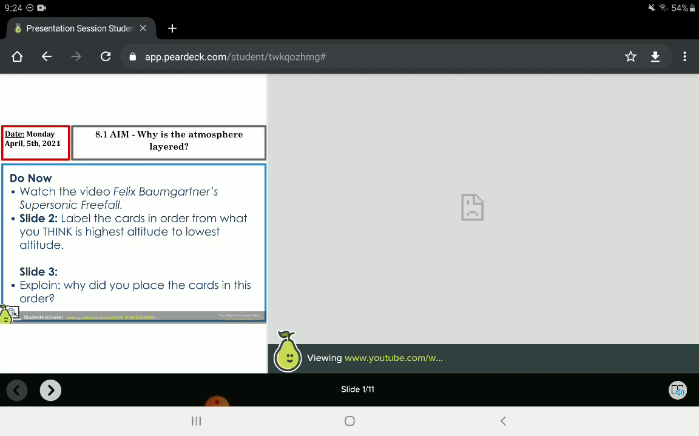On the second slide, you're going to label the cards in order from what you think is the highest altitude, or highest elevation off of the ground, to the lowest altitude. On slide 3, you're going to explain why you placed the cards in that order.